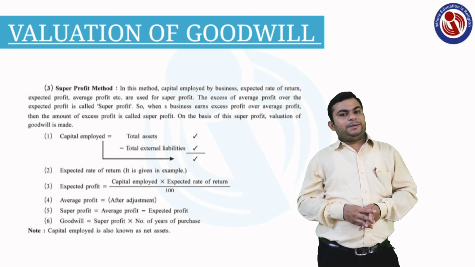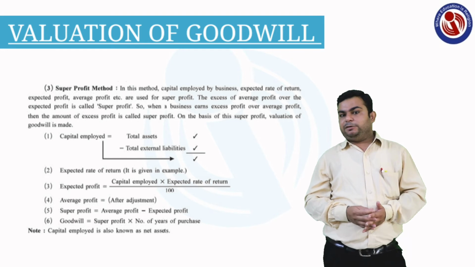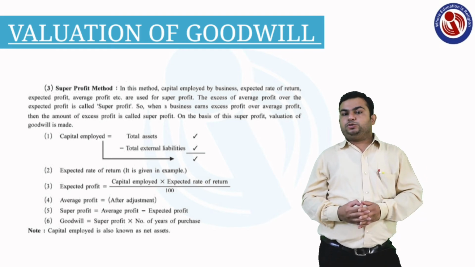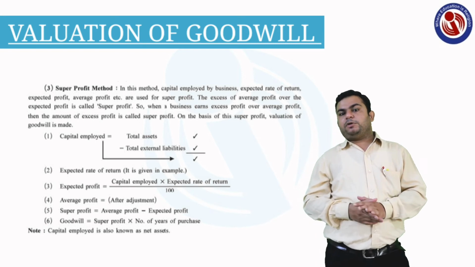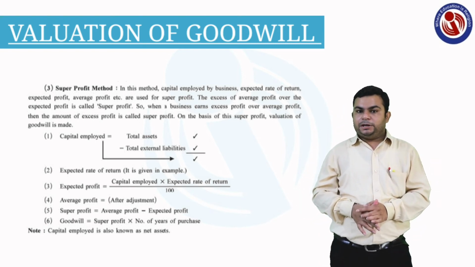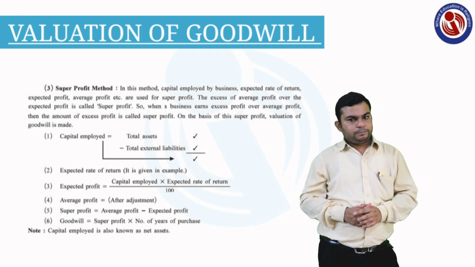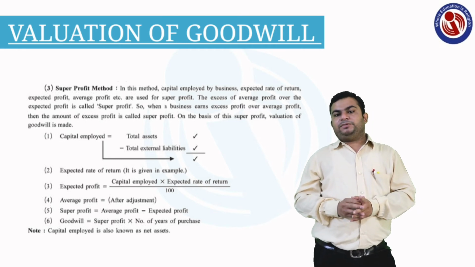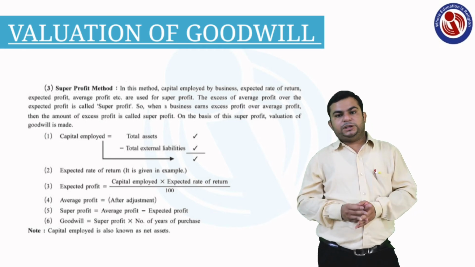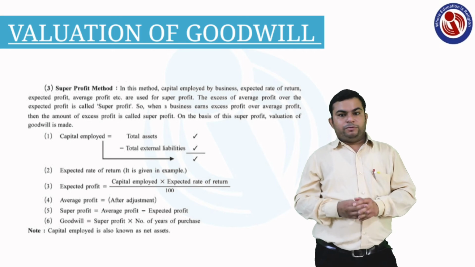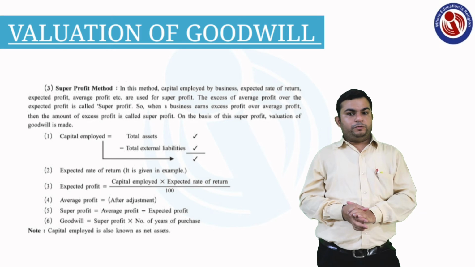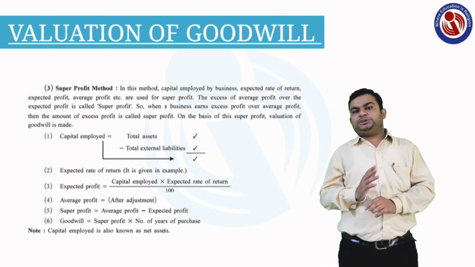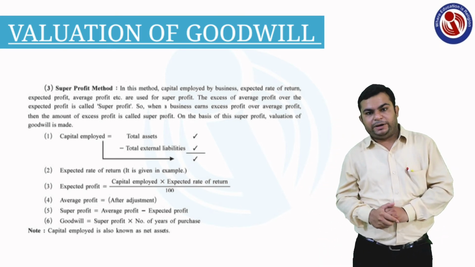And the last step, that is step number 4, will be goodwill, which is equal to super profit that we have already found out in our third step. So that super profit will be multiplied with the number of years purchased. Number of years purchased will be given to you in the question itself. So when we multiply these two, we get the final valuation of goodwill. So these are the 4 steps which are included in the super profit method.